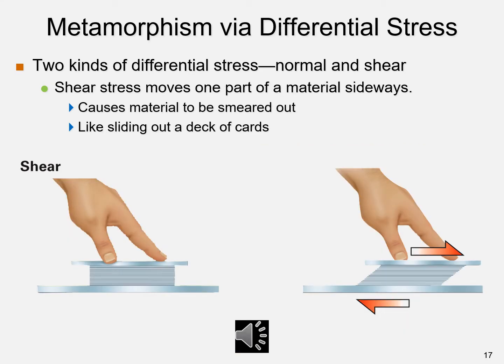Shear stress is the second kind of differential stress. Shear stress, or shear, moves one part of a material sideways relative to another part. If you place a ball of dough on a table and set your hand on top of it and move your hand parallel to the floor, you're applying shear to the ball. Or if you have a stack of cards and you place your hands on top of it and shove it in one direction, you're applying shear to each of the cards within the stack of cards.